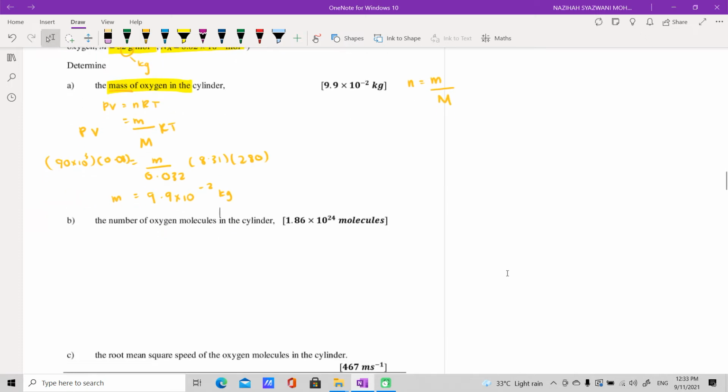For part B, the number of oxygen molecules in the cylinder. For this case, we need to find a relationship between the molar mass and the mass. We have the Avogadro constant, so we want to find the number of oxygen, so that would be capital letter N. For the number of oxygen, we know that small letter n equals mass over molar mass, which also equals number of molecules divided by Avogadro constant.